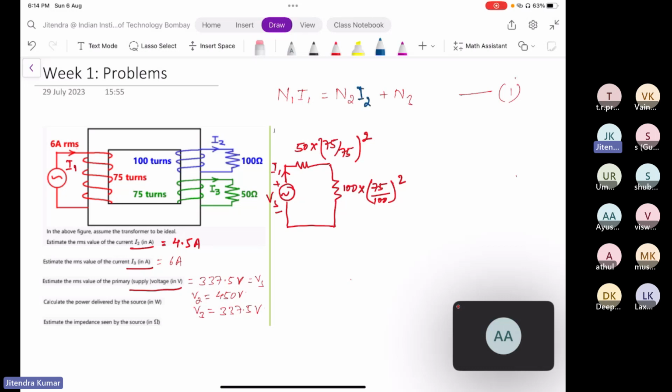So we don't know I2 and I3. If somehow we can establish a relationship between I2 and I3, then we can plug in and find out by substituting the value of I1. So can we establish a relationship between secondary and tertiary winding MMF? Yes, sir. So what would be that expression?